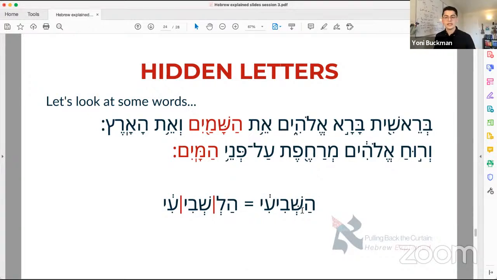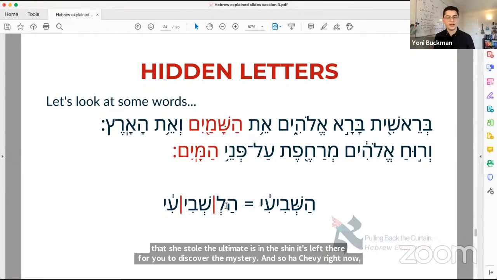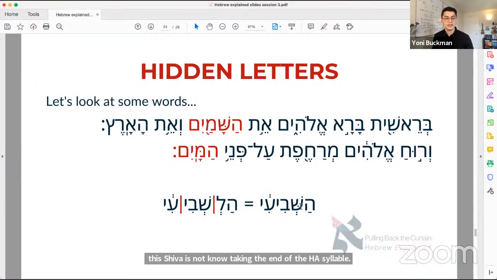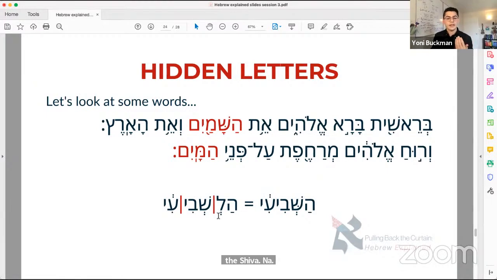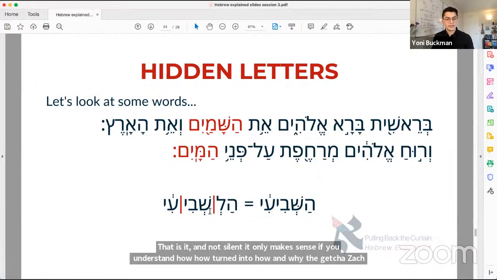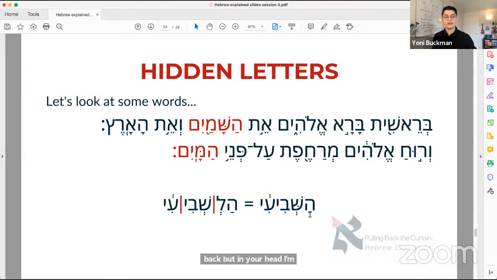It only makes sense if you understand how hal turned into ha and why the dagesh chazak is in the shin. So you have hashvi'i, gets broken up into syllables in your head. You don't actually put the lamed back, but in your head, I'm just doing this for illustrative purposes. You put the lamed there, that shiva under the lamed ends the ha syllable, and then shivi is the second syllable, and I is the last syllable. So hashivi'i is how that works.